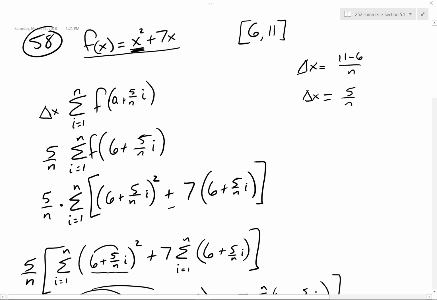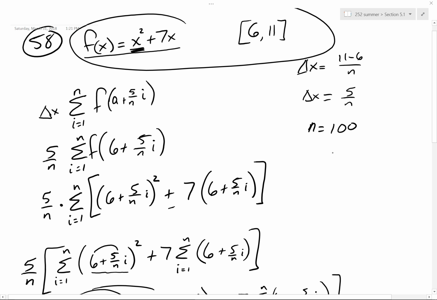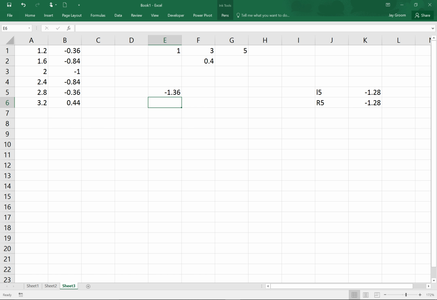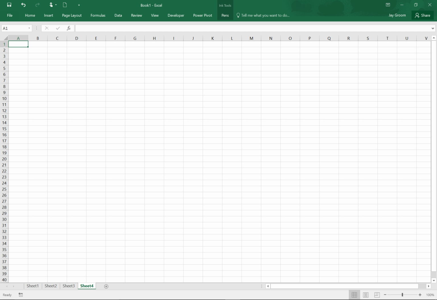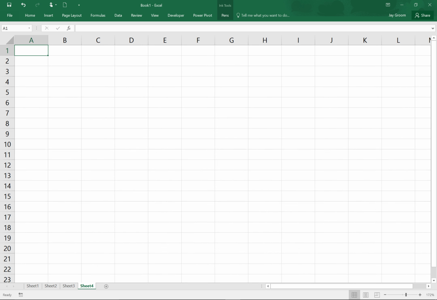Now, if you went back to the front of this and you're like, could I just approximate that? Sure you could. Suppose you just said, hey, let's let n equal 100 just for a good time. Which, of course, means my delta x would equal 0.05. Does that make sense right there? You see that? Okay. Then you could use Excel to get a very good approximation. And that approximation should be very close to what we just did with that limit.